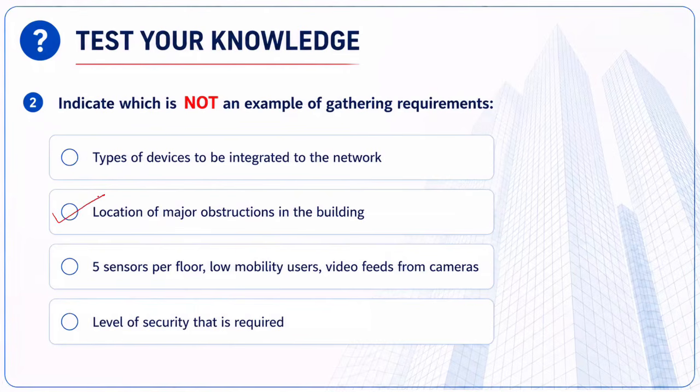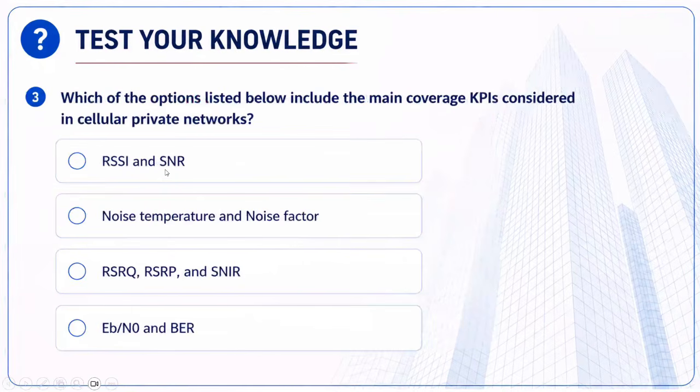Because location of major obstructions is not a requirement. It is a finding. We do it during the site survey, because this is part of the information gathered in the site surveys during the planning phase. So the right answer is the location of major obstructions in the building. Last question. Yes, it's quite obvious. So the answer is C, which is RSRQ, RSRP, and SINR.